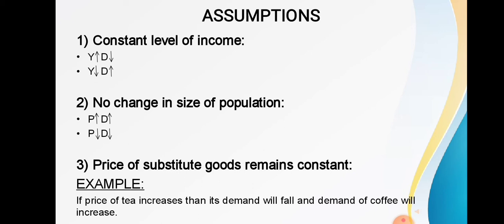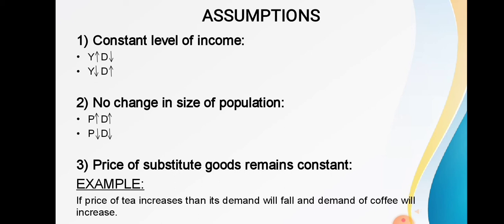The first assumption says that the level of income, that is the income of the consumer, should remain constant. The second assumption says that there should not be any change in the size of the population.